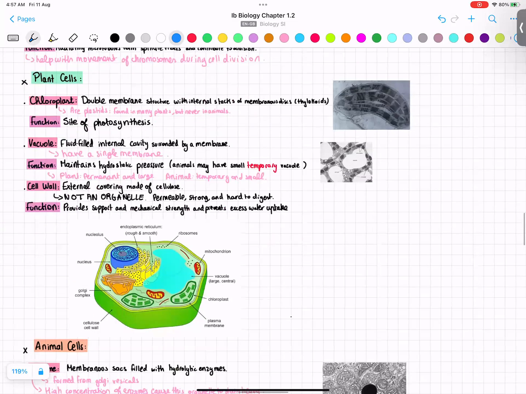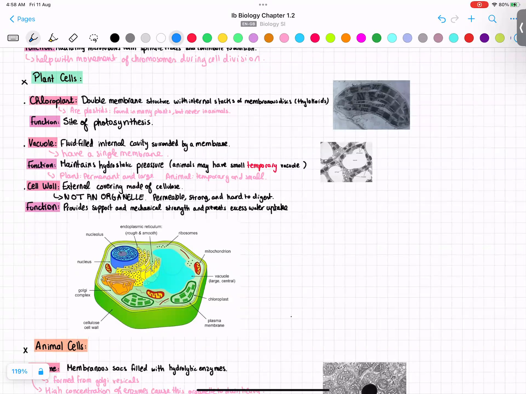Now, plant cells. So basically, these organelles that we're going to be discussing are found only in plant cells, because again, you are required to know the difference between animal and plant cells. Basically, the chloroplast is a double membrane structure. Keep in mind it's double membrane, because you're going to be asked which organelle has a double membrane, so always keep that in mind. With internal stacks of membranous discs.